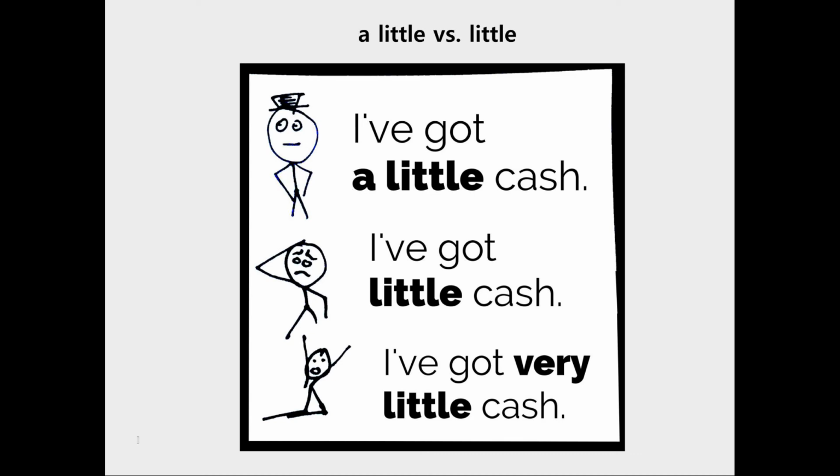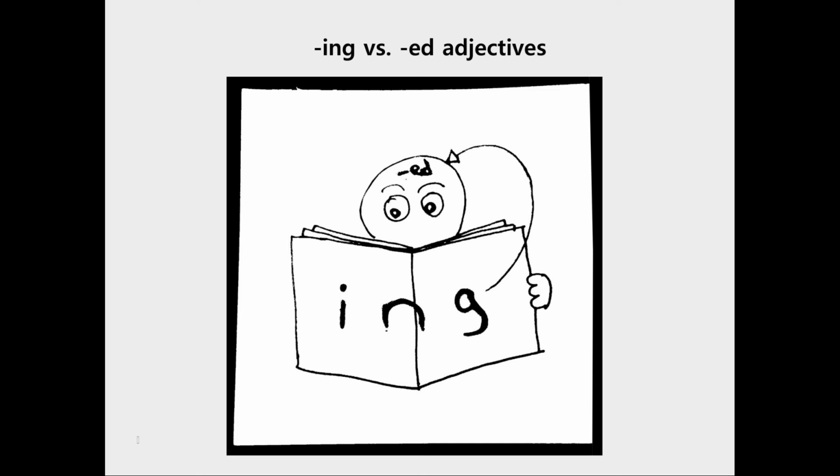Just some silly images can really help clarify differences. Something that's a little bit emotive. We've all had that feeling of I've got very little cash, and we do feel much like this stick figure does. ING and ED. I always just imagine the ING as being the source and the ED being like the destination of whatever adjective it is.